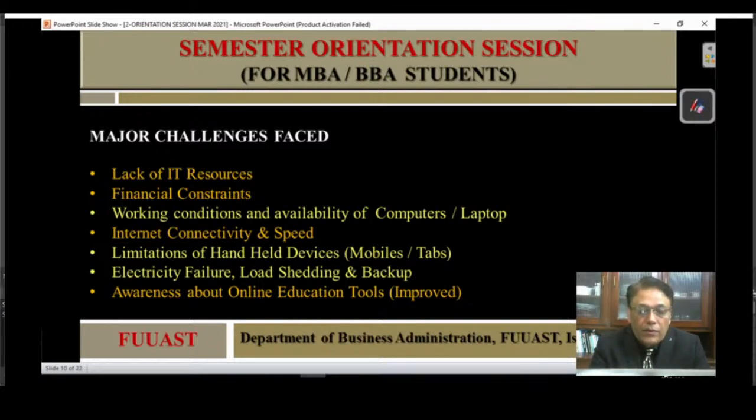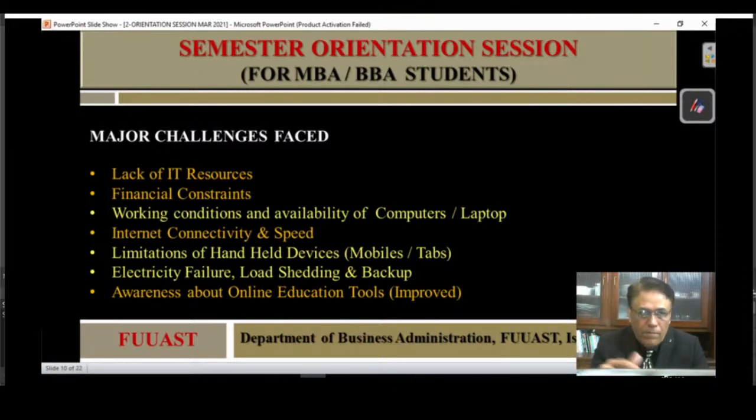Next, most of our students were using laptops and mobile devices. Studying from mobile devices is very difficult. I would say it is hardly possible to properly complete the education, to complete the learning process, with handheld devices, because the screen is small and readability is difficult.